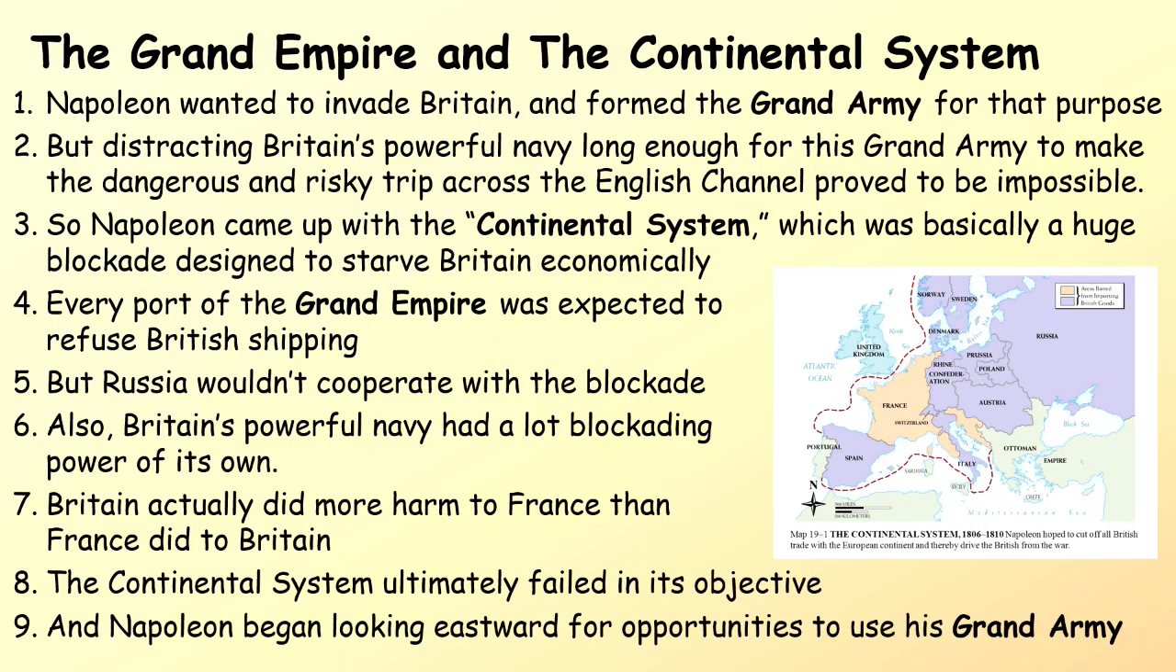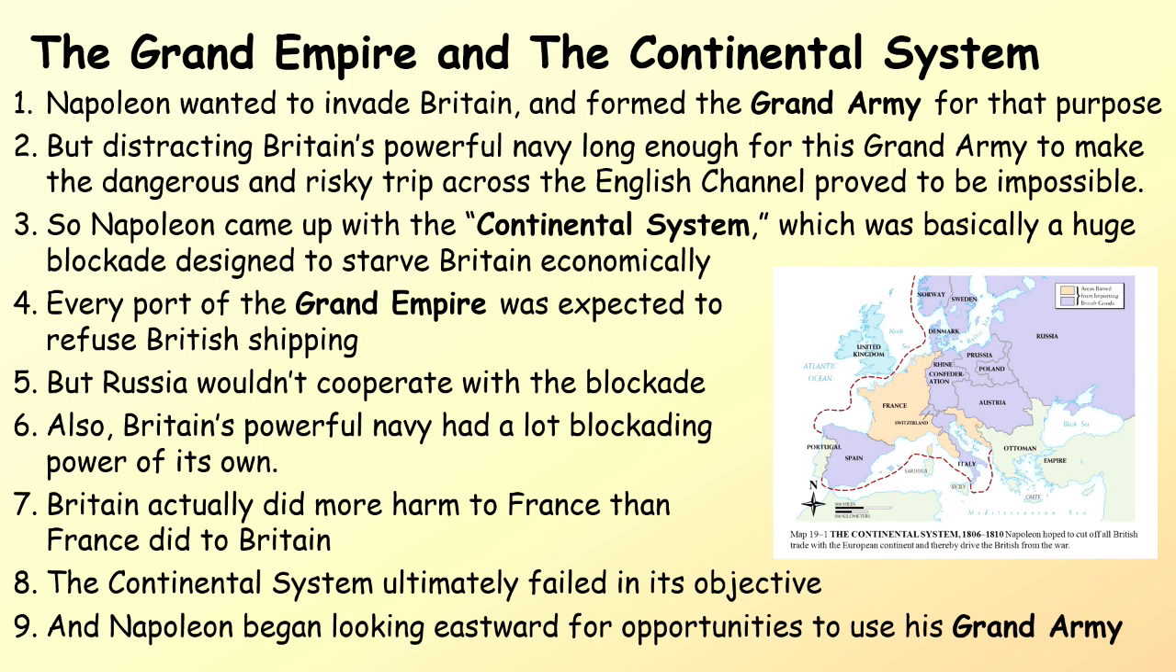The Grand Empire and the Continental System. Napoleon wanted to invade Britain, and he formed the Grand Army for that purpose. But distracting Britain's powerful navy long enough for this Grand Army to make the dangerous and risky trip across the English Channel proved to be impossible. So Napoleon came up with what he called the Continental System, which was basically a huge blockade designed to starve Britain economically. Every port in Napoleon's Grand Empire was expected to refuse any and all British shipping.